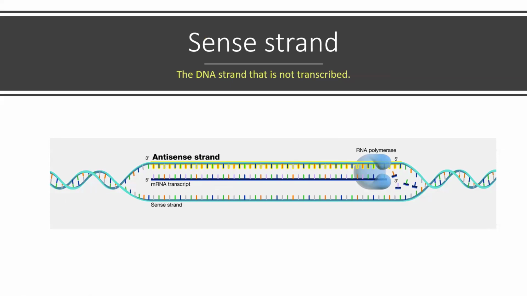Now, the sense strand is not transcribed at all. That's the one down here. And it's nearly an exact match of the transcript, right? The only difference between this transcript and the sense strand is that the transcript is going to be made out of RNA bases, the sense strand is going to be made out of DNA bases, and the transcript is going to have uracils while the sense strand is going to have thymines.